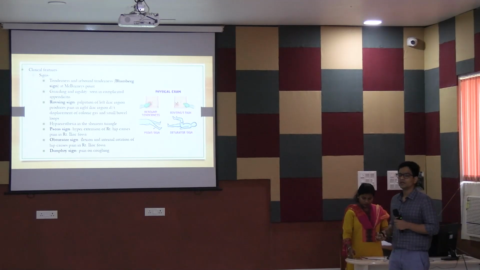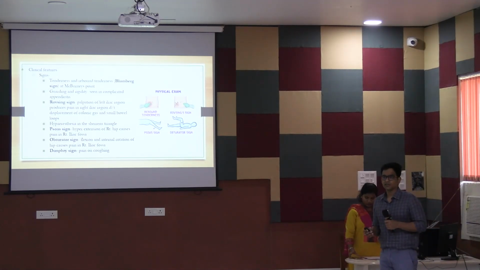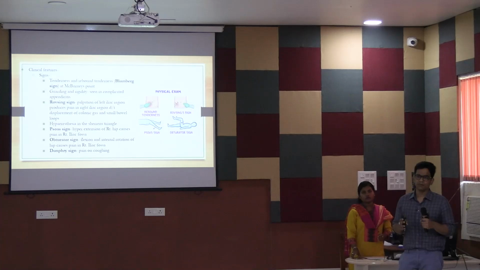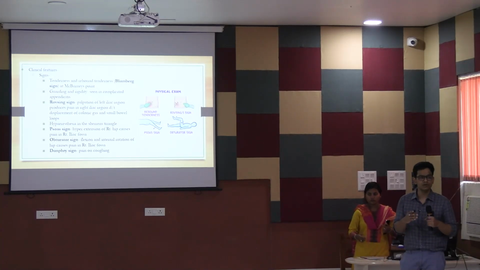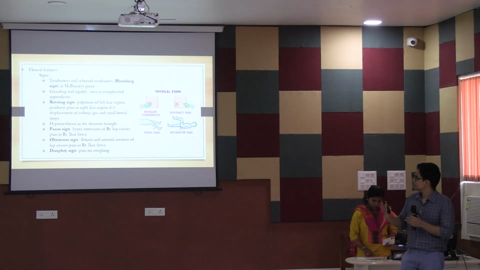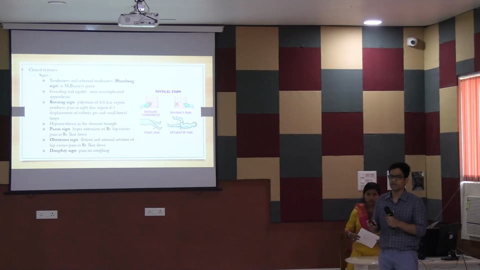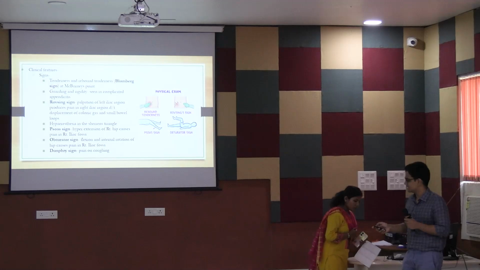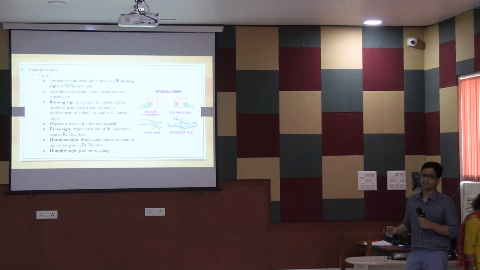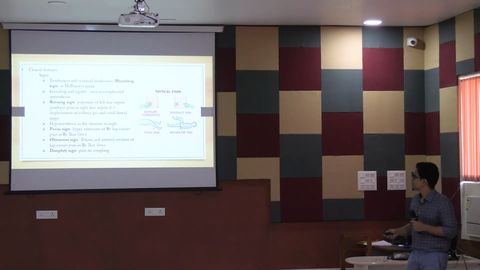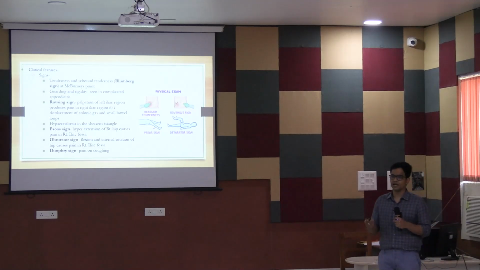Let's come to the clinical signs. This is important. There is tenderness and rebound tenderness. Tenderness is what you normally palpate, and rebound tenderness is when you are done with palpation, as the palpation is removed, the patient will complain of pain. This is called rebound tenderness. Guarding and rigidity are signs of acute peritonitis, which is a late feature in appendicitis. If not treated, it can lead to peritonitis.